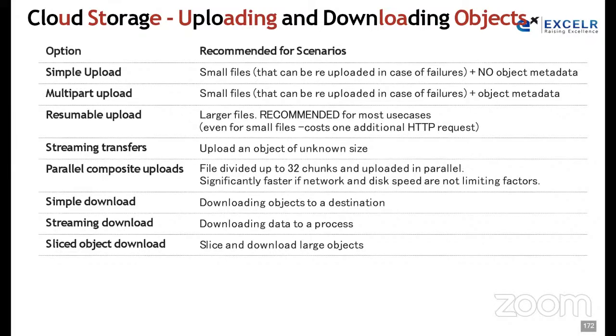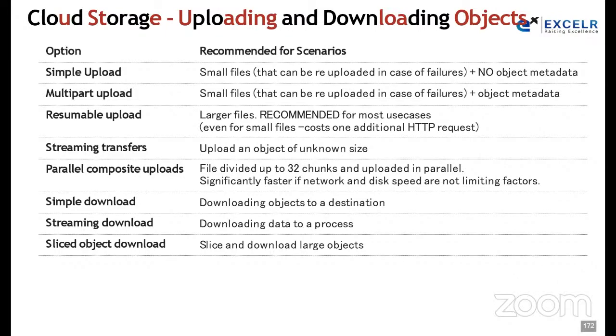When you have small files and there's no object metadata attached to your object, you should go for a simple upload. That is what we have just seen; we uploaded 2 files onto our cloud storage and were able to simply upload them. Now, if you have a small file that can be re-uploaded in case of failure, but you also need object metadata along with that file, then you can go for a multi-part upload.